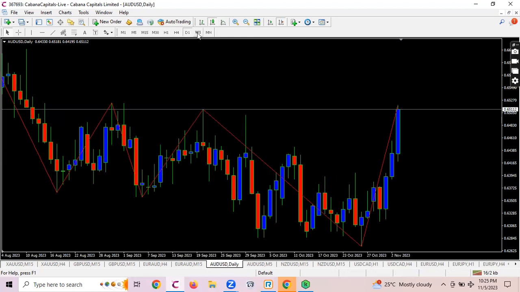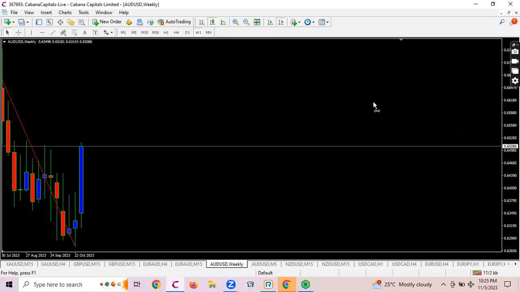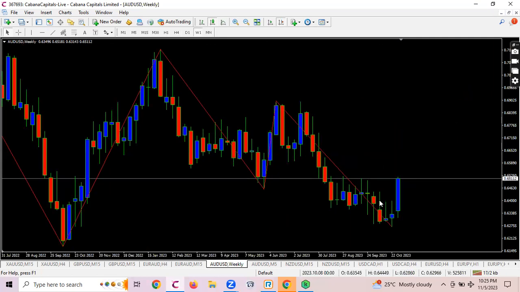Then weekly. So everything looks bullish. Last week's candle closed strongly bullish, but you can see we had several stop losses at this level. So it could be they just swept liquidity at these levels. If you go back here, you would see that we had the previous support here, which has become a resistance.